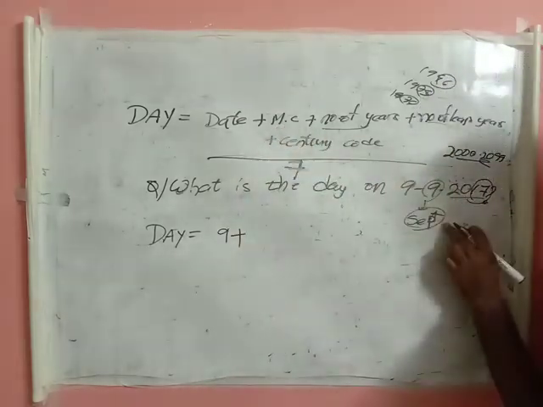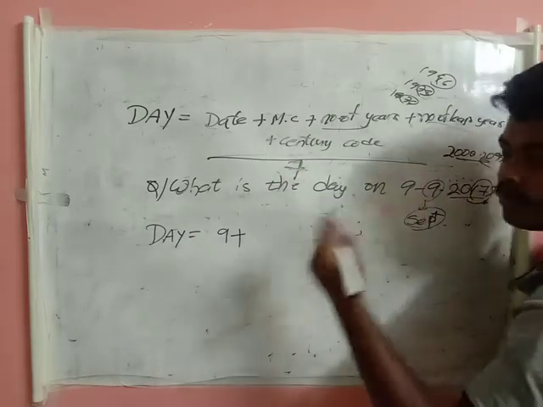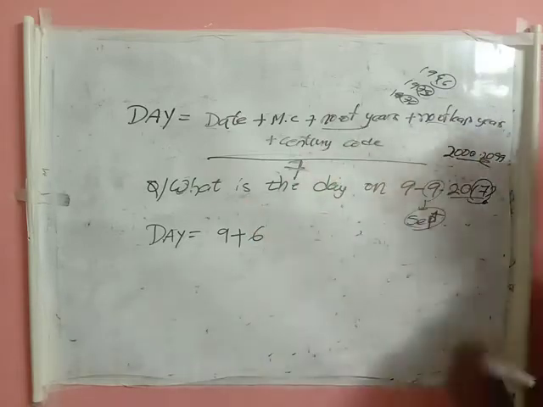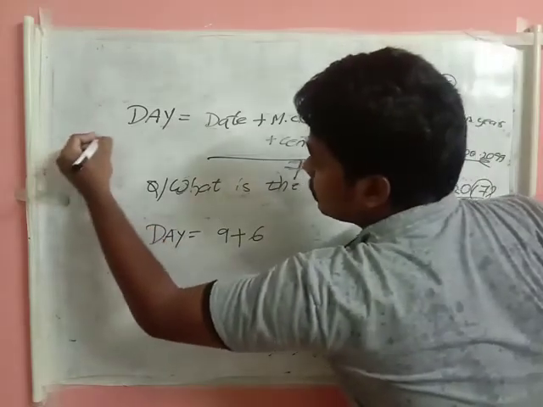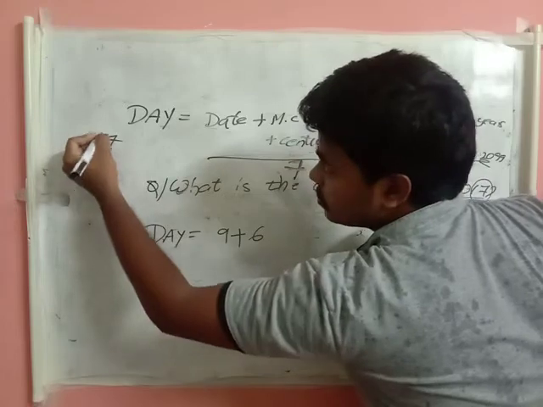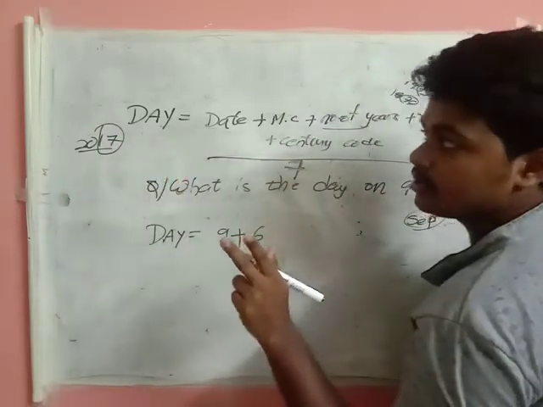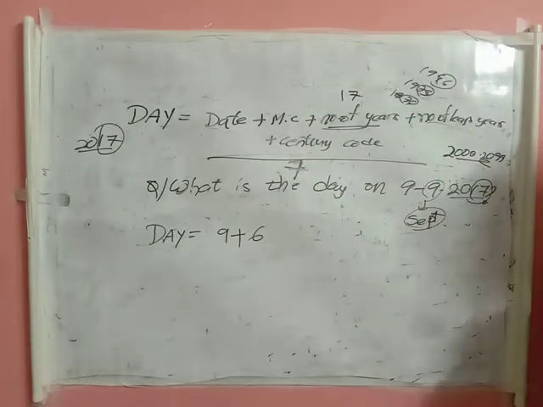What is the month here? September. So what is the month code for September? The month code for September is 6. You just recall the last video. And number of years: what is this number of years? See, he has given 2017, right? So which year is it? The year 2017. You just take the last two digits of the year and put it in the place of number of years.